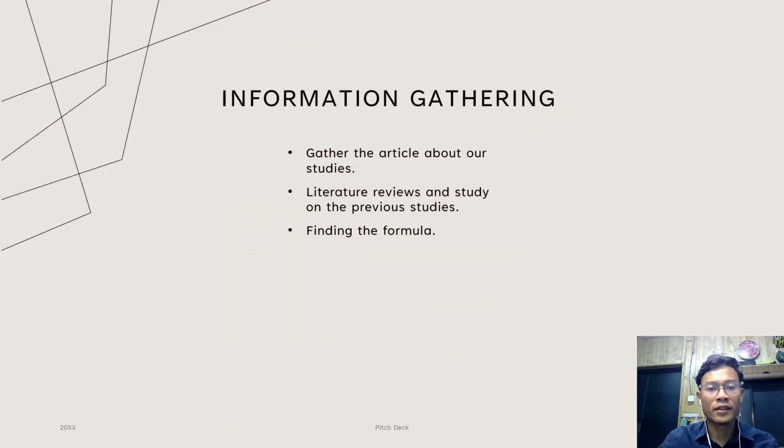Information gathering is one of the project methodologies. From the gathered articles that relate to my study, I will find the information needed in this project. Then, after that, I make a literature review based on the previous studies to achieve my objective. And also, I can find the formula for the calculation in designing the hook.